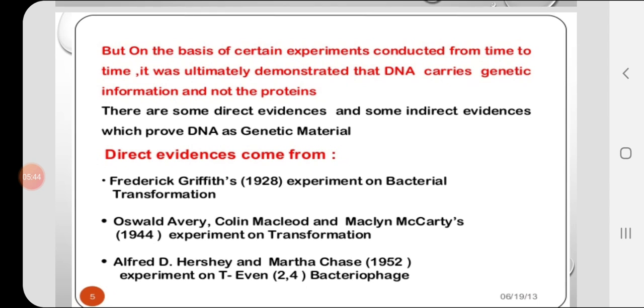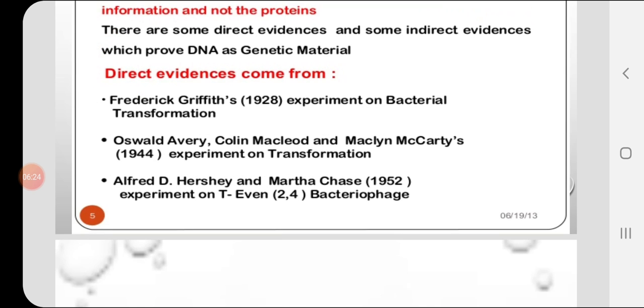There is some direct evidence and some indirect evidence which proves DNA as a genetic material. Direct evidence definitely comes from the experiments that were done. The three experiments: Frederick Griffith experiment, Avery, McLeod and McCarty experiment, and Hershey and Chase experiment. These experiments were done one after the other. Frederick Griffith experiment was done in 1928. Then Avery, McLeod, McCarty experiment was done in 1944. And Hershey and Chase experiment was done in 1952.